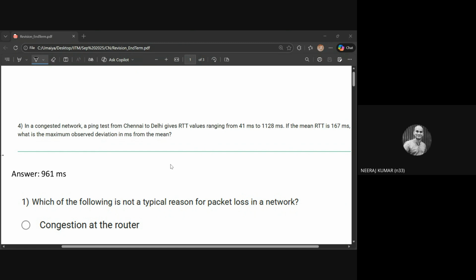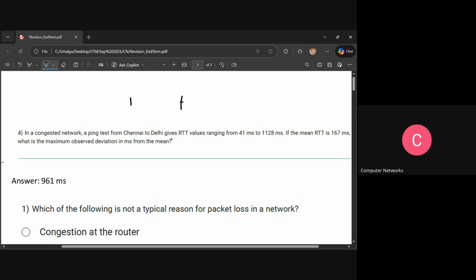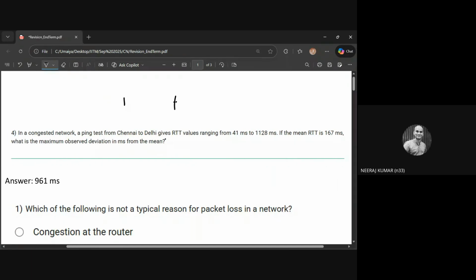Maximum minus the mean. Yes, that is the mean. So 1128 minus 167 I have to subtract, right? Are my writings visible, people? I'll just write again. Okay, 1128 minus 167. So it will be 961. That will be the answer here.